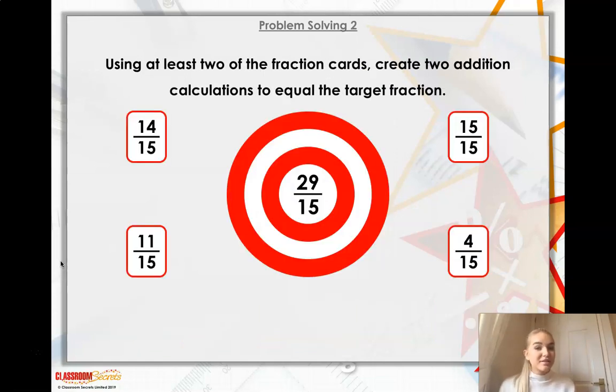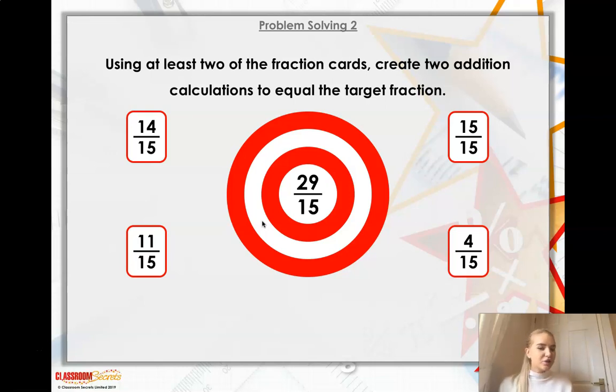Your next question is another problem solving question, and we need to use at least 2 of the fraction cards. Now, when it says at least 2, can we use less than 2? No, we can't, can we? Can we use more than 2? Yes, we can. Create 2 addition calculations to equal the target fraction. Now, my target fraction is 29/15. Can you have a go? Can you find at least 2 or more fraction cards that equal 29/15? Pause the video and have a go.